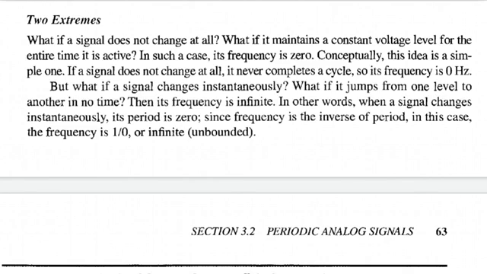But what if a signal changes continuously? What if it jumps from one level to another in no time? Then its frequency is infinite. In other words, when a signal changes instantaneously, its period is zero. Since frequency is the inverse of period, in this case the frequency is 1 by 0, or infinite, unbounded.